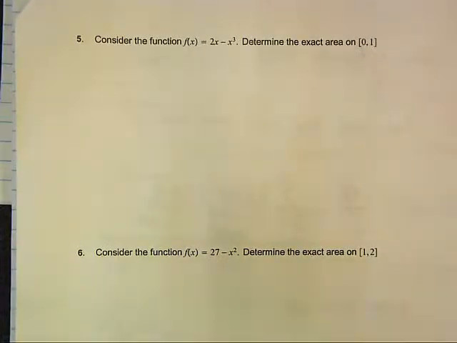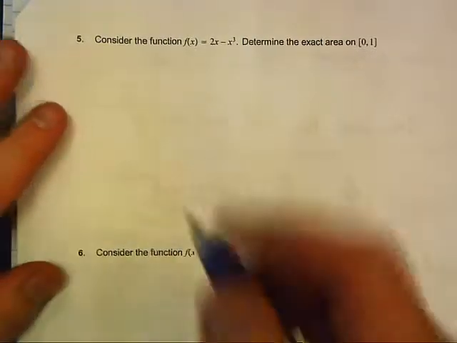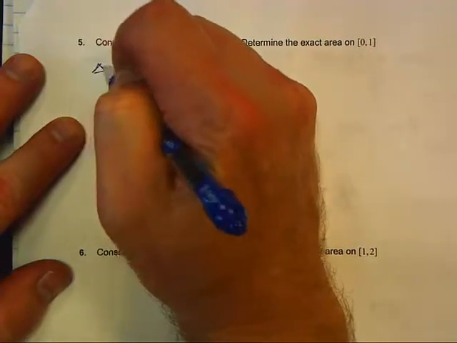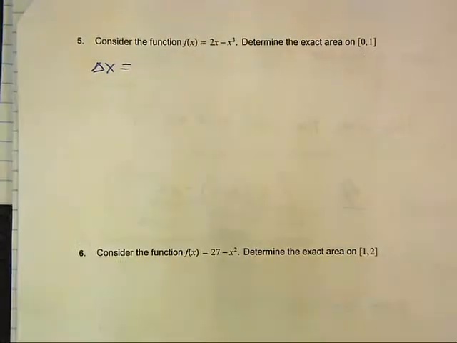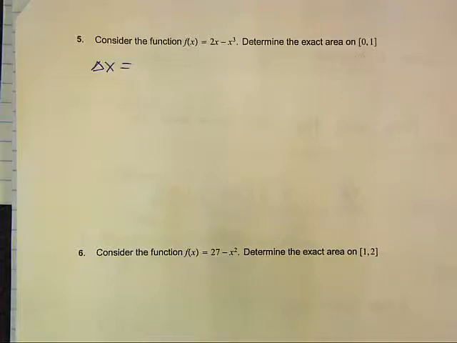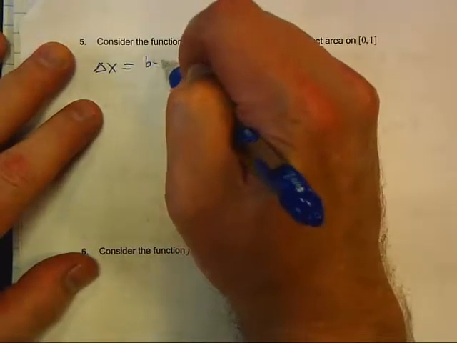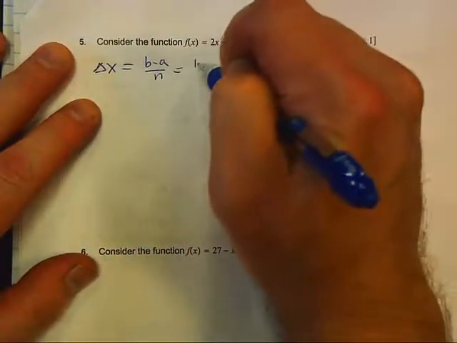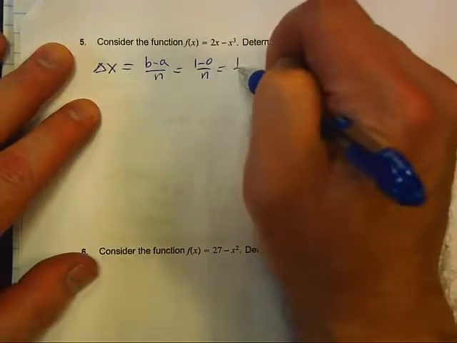All right, so in a very similar way, let's do number 5. So we want to find the exact area. My first question would be, if I'm finding the exact area, what's delta x? How wide is each rectangle? 1 over n, because it would be b minus a over n. That's 1 minus 0 over n. That's 1 over n.